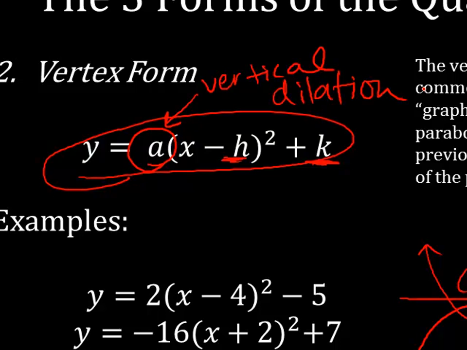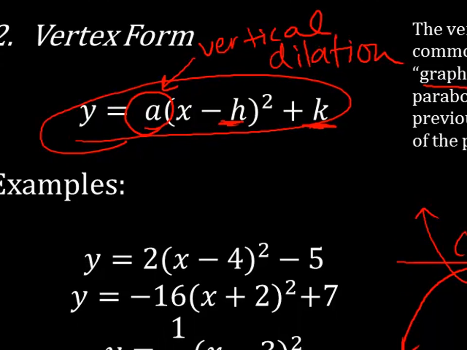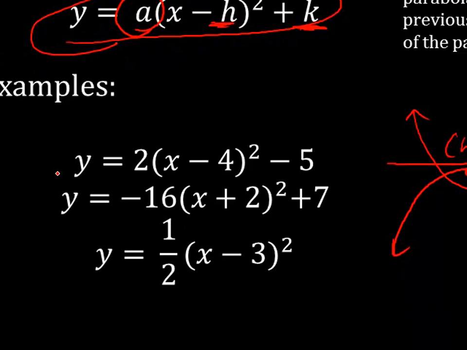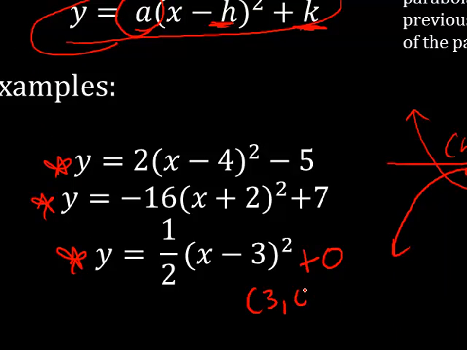So this will be a form that is nice because it's the graphing form of your parabola. It helps us graph it. And here are three examples of vertex form for you. You can check those out. Notice that this one doesn't have a number here, it's just 0. So this would have a vertex of (3, 0).